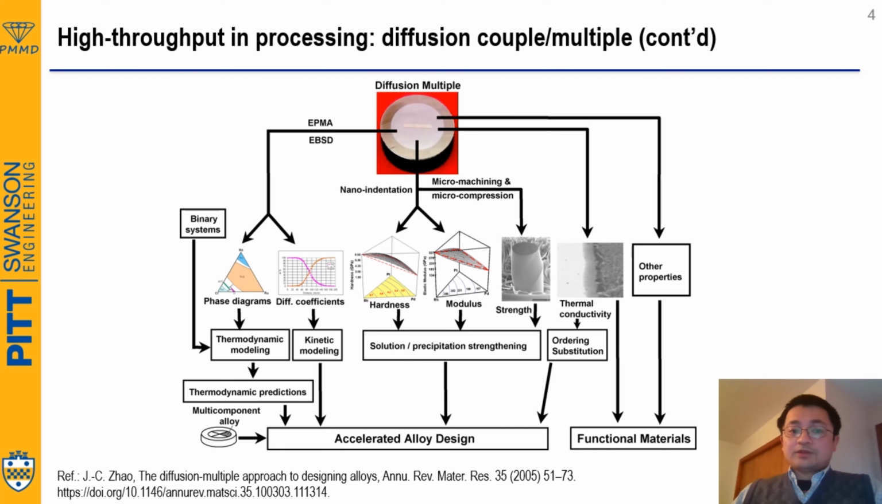So through high-throughput processing using the diffusion couple or multiple, people can further determine the microstructure-property relations like this. They can use measurements through EBSD and EPMA to determine the phase stability. They can also do micro-machining, micron compression, or nanoindentation to study the localized property and the relationship with the microstructure. So they can further study some of the functional properties as well.